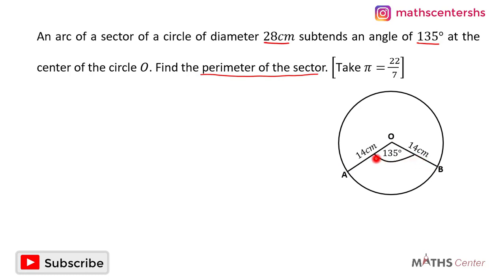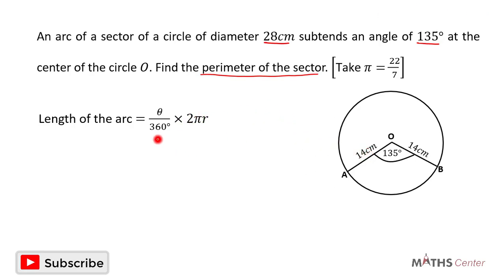What we will need to find the perimeter is the length of the arc AB. We can find the length of an arc by using the formula theta divided by 360 degrees times 2 pi r, where theta is the angle of the sector and r is the radius of the circle. Here the angle of the sector is 135 degrees and the radius of the circle is 14 centimeters. So we can substitute this information here to get the length of the arc AB.